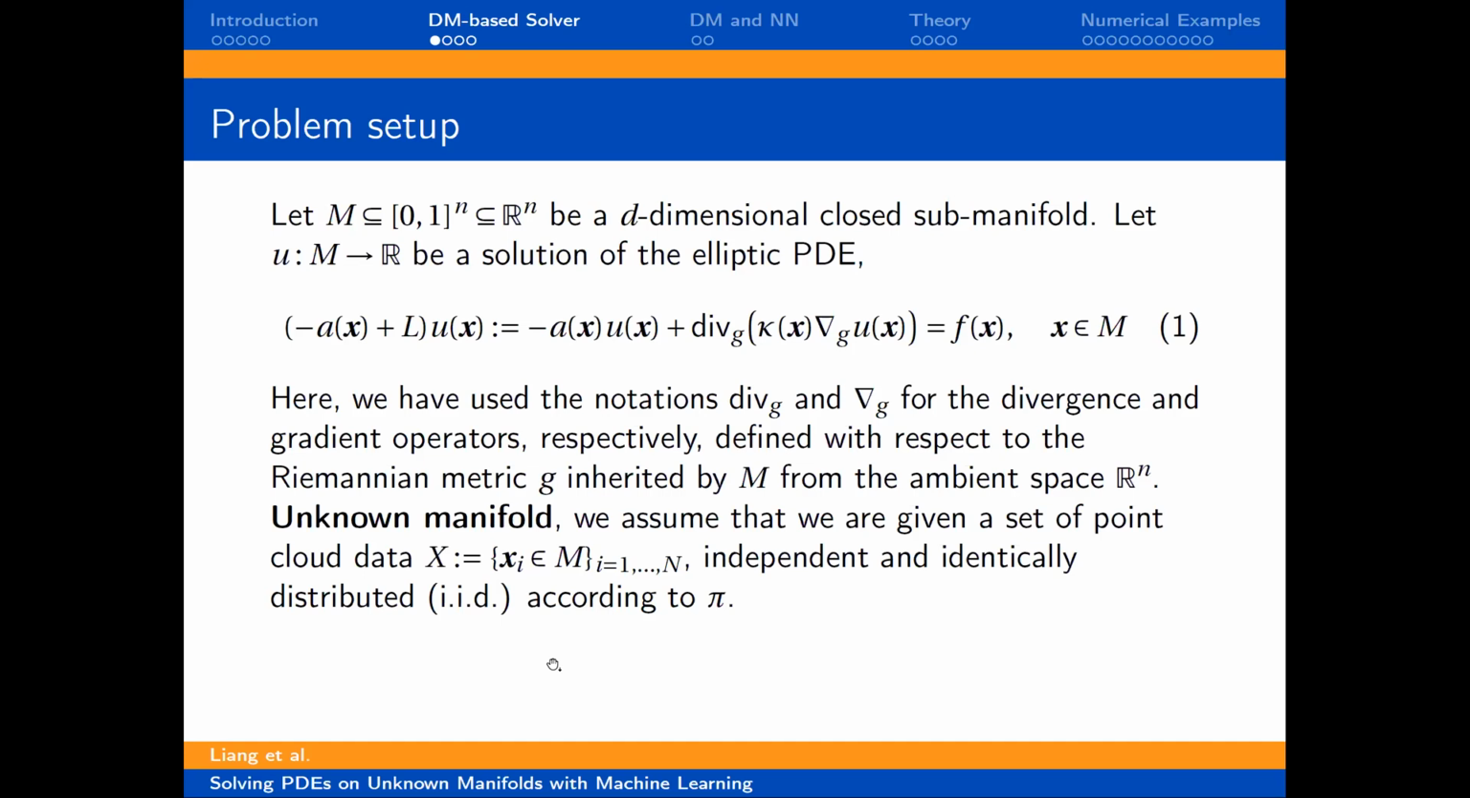In our setup, we assume that we do not know the parameterization of the manifold, and we are only given a point cloud data set S, independent and identically distributed according to a measure pi. Here we are given point cloud data of size n. We have the points s_1 to s_n.